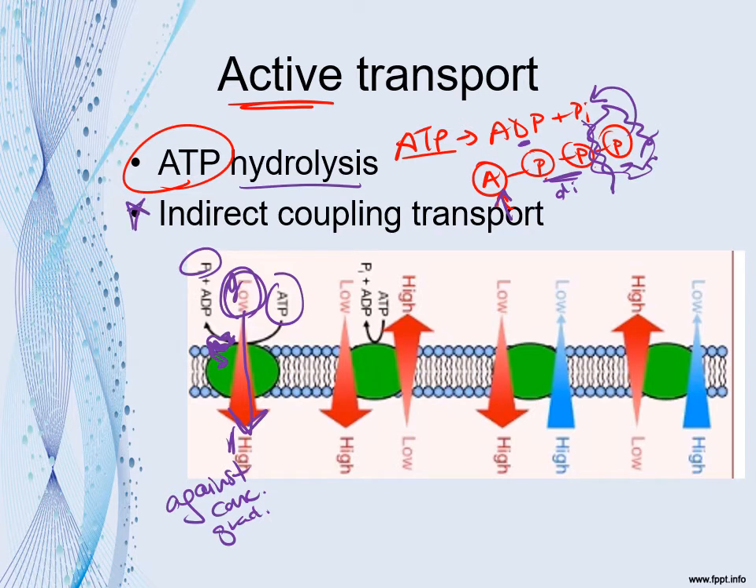We can also use indirect coupling transport. What's happening here is we're going to move things from high to low concentration. This happens spontaneously, but we can actually use the kinetic energy of that movement to transfer energy to the protein to make something else go from low to high. So this is indirect coupling transport. I can use the energy of the spontaneous high to low movement to make something else move from low to high. So super, super cool.